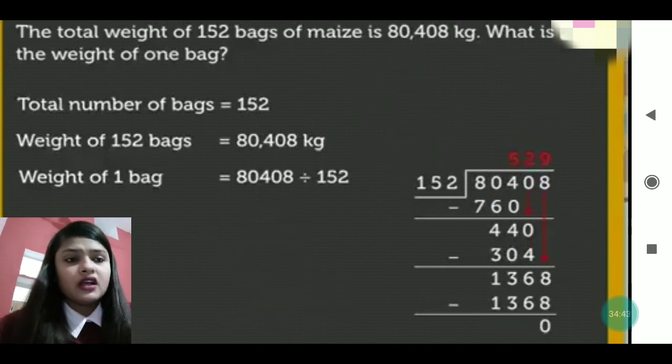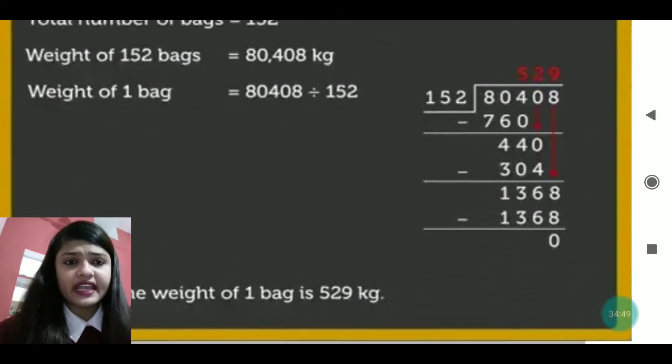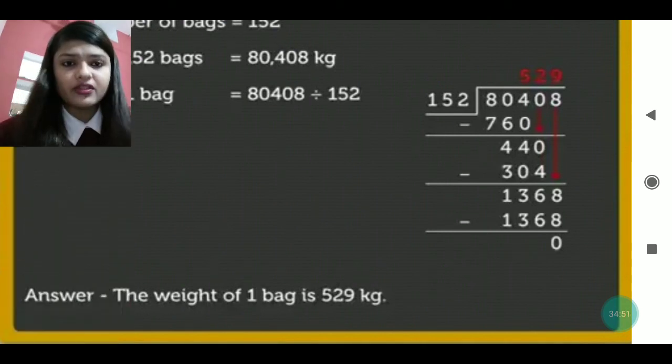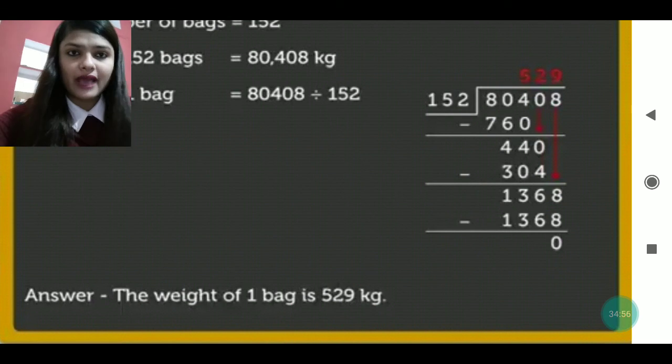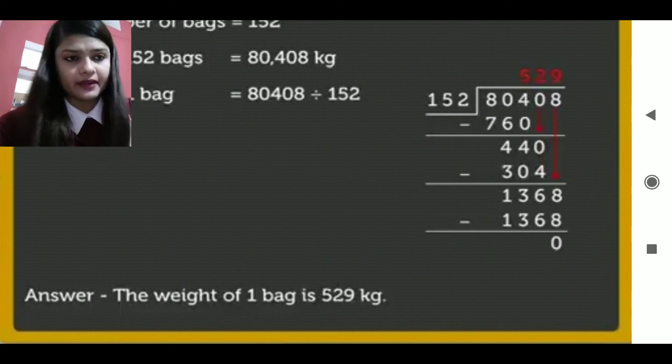So what quantity of weight is one bag containing? The weight of one bag is 529. The weight of one bag is 529.